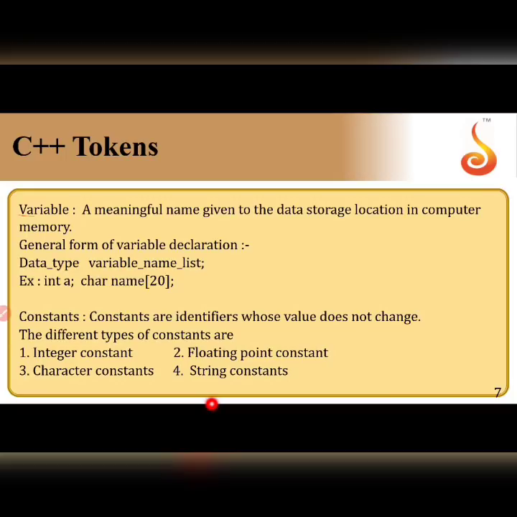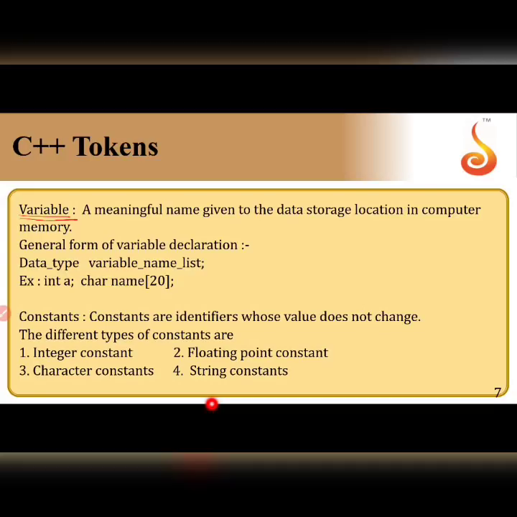Next is a variable. What is a variable? A meaningful name given to a data storage location is called a variable. It is nothing but a named storage location in computer memory. Why do I need a variable? You need to store data in a program in order to perform operations on it. So, for storing data, you need a variable.